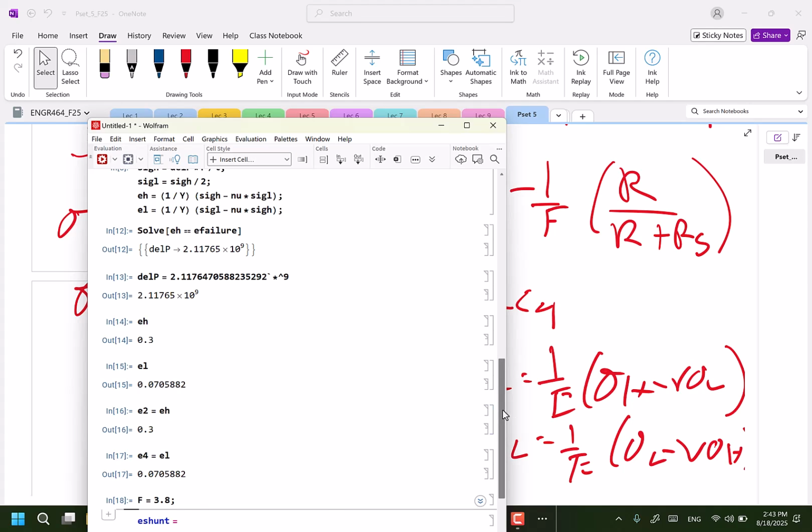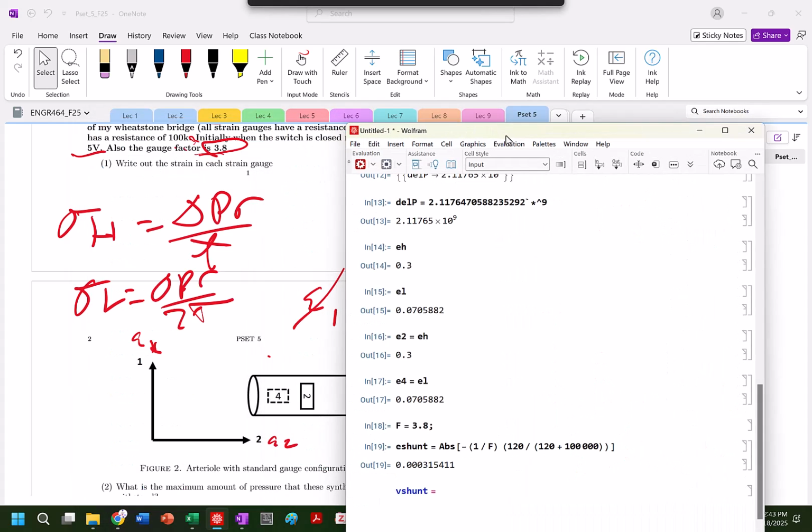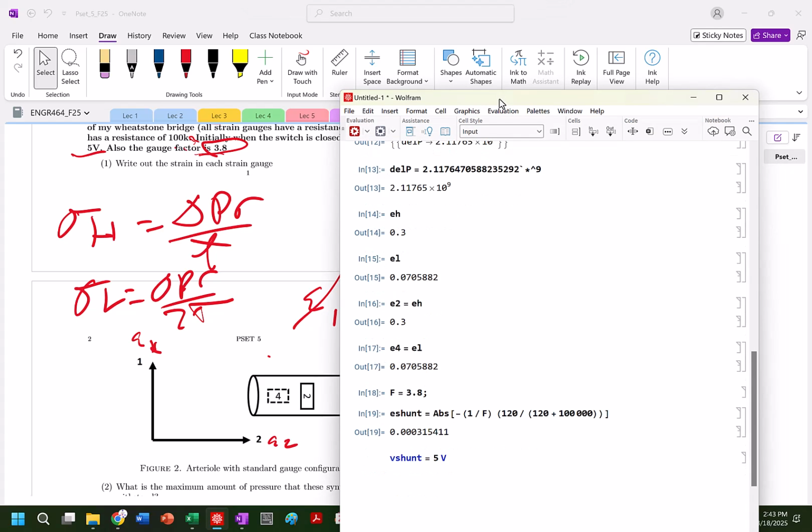So when we close the shunt, E shunt is going to be the absolute value of minus 1 divided by F times 120 divided by 120 plus 100K. So that's going to be the strain in the shunt. So that's E shunt. So V shunt, my voltage, was equal to what? 5 volts. So that's the strain measured by the shunt.